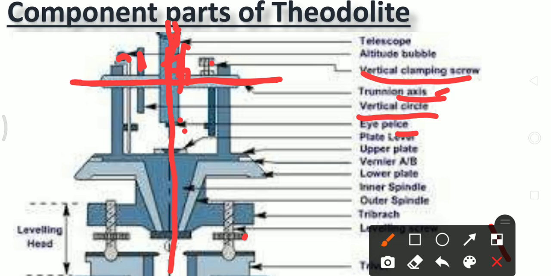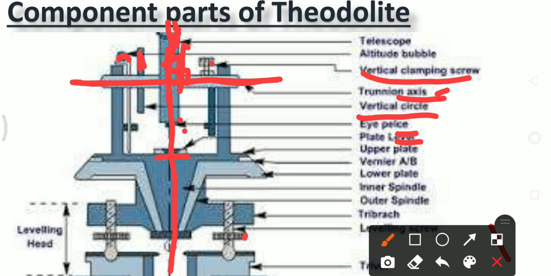Next component part of the instrument is the plate level. This level is called a plate level. So what is the use of the plate level? When we set the instrument on the tripod stand, this instrument is not exactly level. So the first aim of the theodolite is to make the instrument exactly, truly vertical and horizontally level.